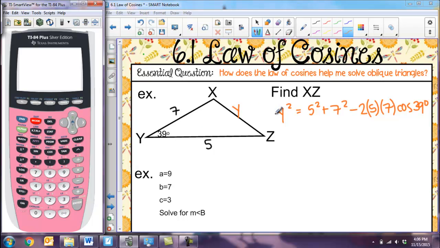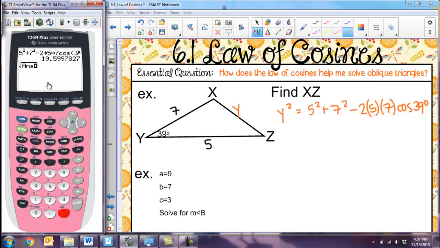Now, you know that this is y squared, so I'm going to have to take the square root in the end. But if you want to be safe and just type in what's over there on the right side, minus 2 times 5 times 7, and then the cosine of 39, and then take the square root, that's fine. So you would find this answer, and then the square root of second answer.